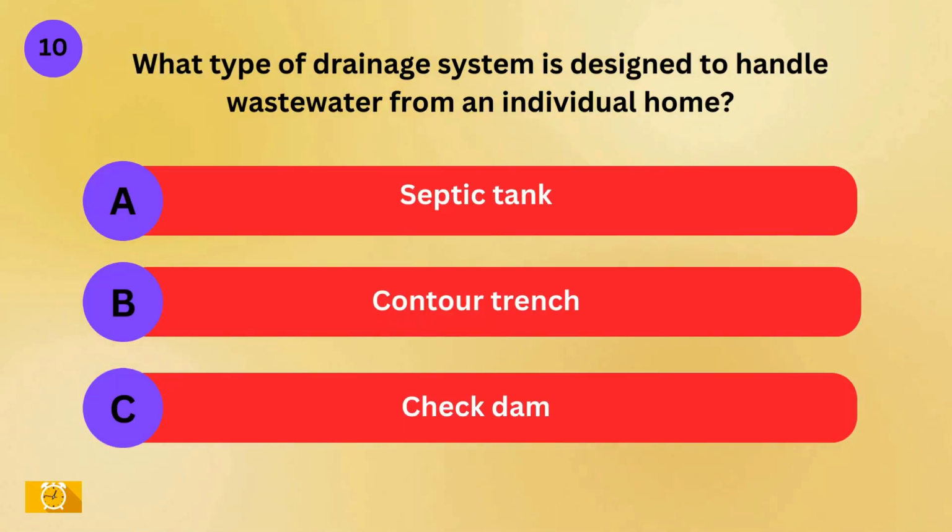What type of drainage system is designed to handle wastewater from an individual home? Septic tank, contour trench, check dam.